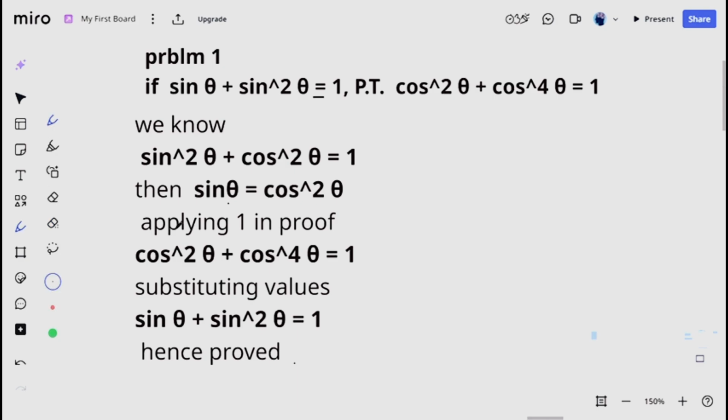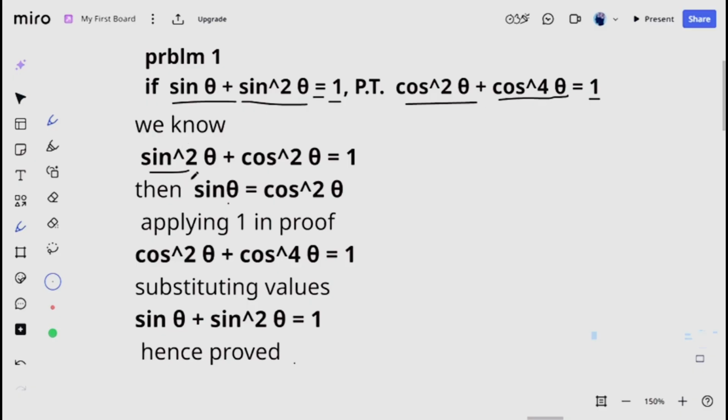So the question given here is sin theta plus sin square theta is equal to 1. Then we have to prove that cos square theta plus cos power 4 theta is equal to 1. Now many people find this hard. So, well, let's go step by step.